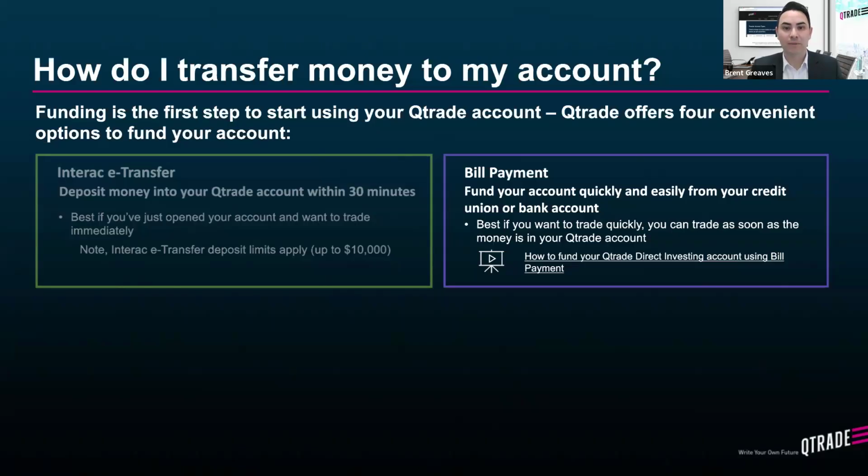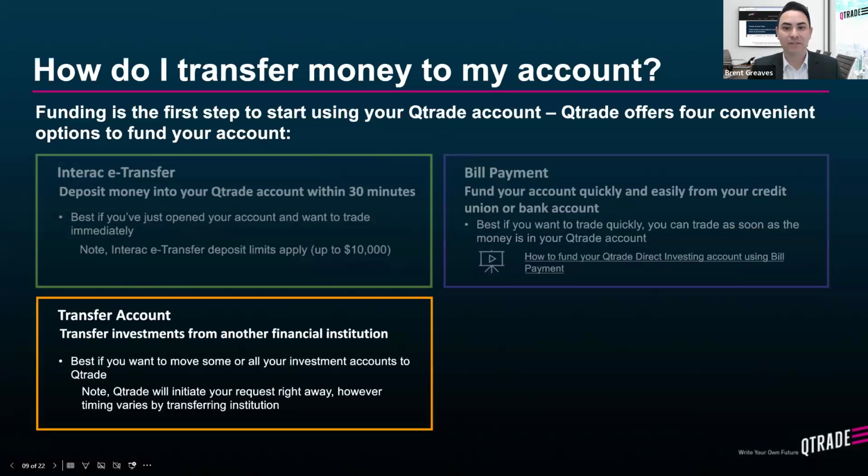To fund your account through bill payments, you'll need to initiate your request from your bank or credit union through online or branch banking. Through online banking, you can search for and set up Qtrade Direct Investing as a payee and enter your Qtrade account number, which you can find under the bill payment option, and then you would just submit your payment similar to paying other bills online. If you need additional guidance, we will have a how-to video, which we'll include in our post-webinar resources.